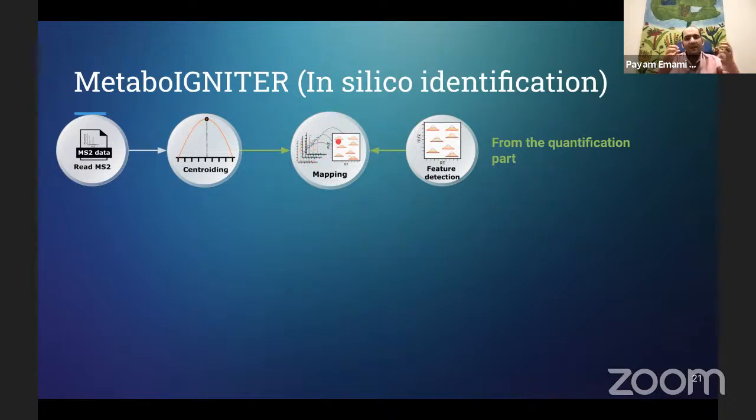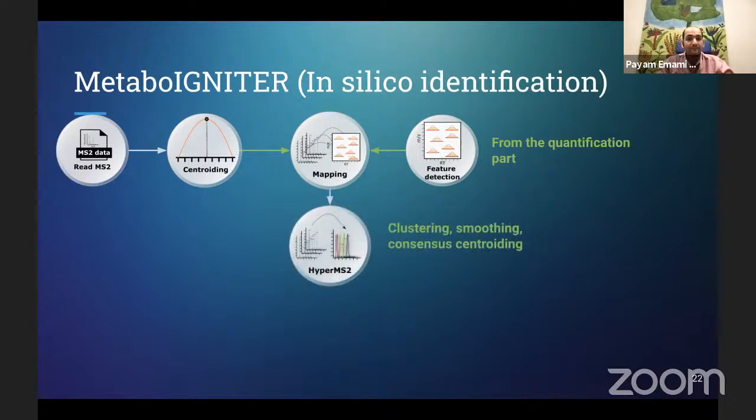So essentially, we are mapping the MS2 data on top of the MS1 data in order for us to be able to say, hey, these fragment ions originated from this specific feature. And this will allow us to do some sort of MS1-driven clustering. And then we do what we call a hyper MS2 construction. That hyper MS2 construction will aggregate all the MS2 spectra that we think are coming from a single ion.